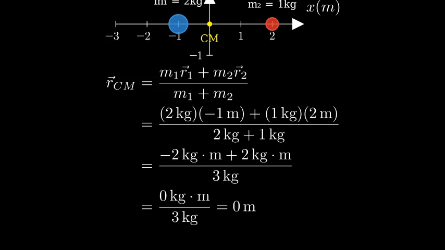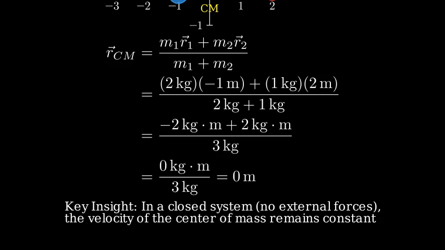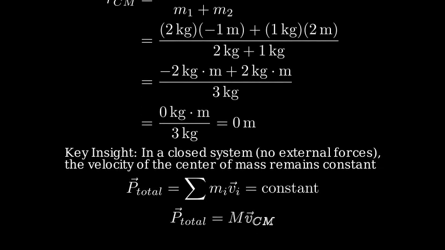Now, let's discuss why the center of mass is so useful when analyzing collisions. The key insight is that in a closed system with no external forces, the velocity of the center of mass remains constant, regardless of what happens inside the system. This is directly related to conservation of momentum, which states that in the absence of external forces, the total momentum of a system remains constant.